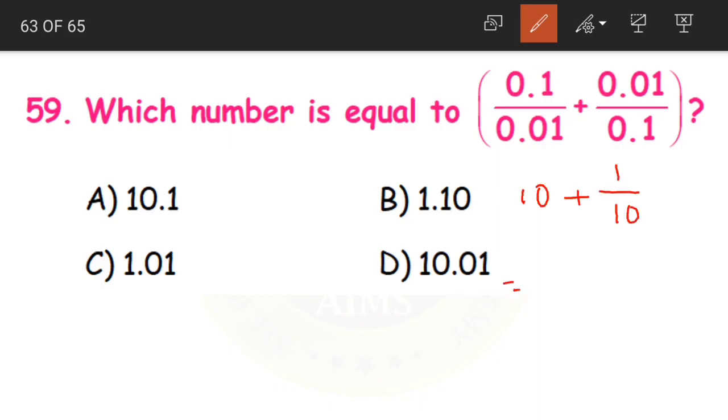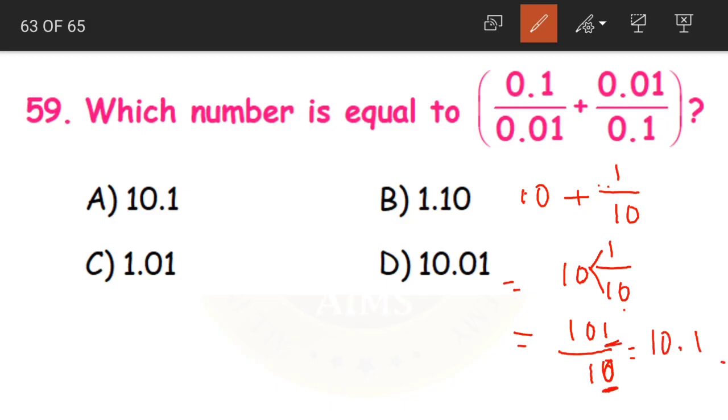You can add them, or how do we write 10 plus 1 by 10? It is nothing but 10 1 by 10. This is our mixed fraction. And how do we convert this into an improper fraction? 10 tens are 100 plus 1, 101 by 10. And how do we write this as a decimal number? In the denominator we are having 10. So we'll place a decimal point after one digit from the right. 10.1 becomes our answer. Yes, that is option A.